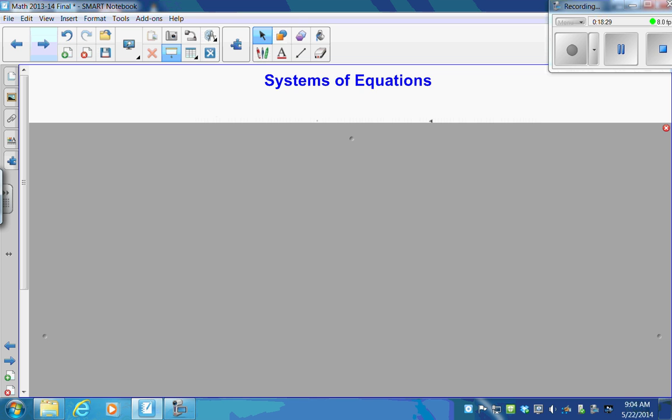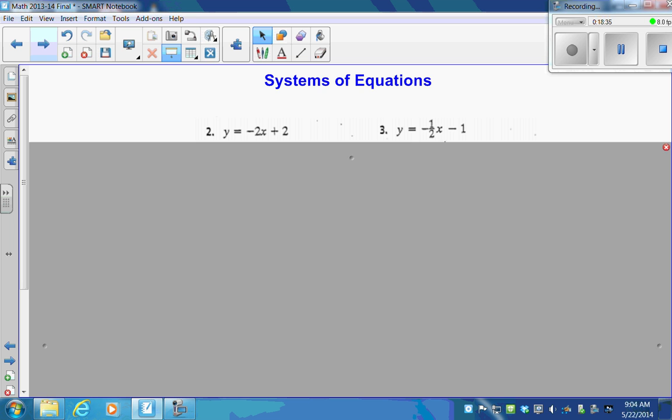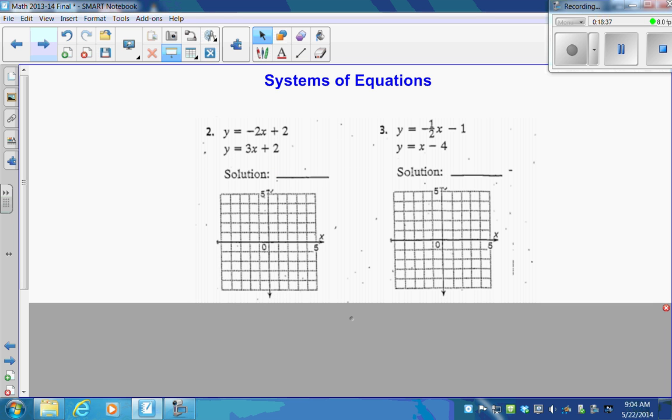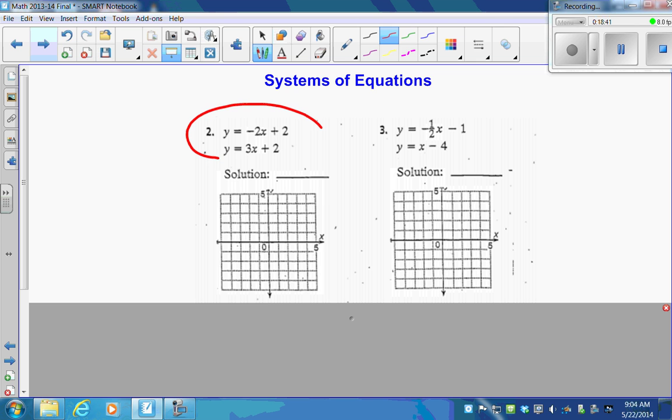All right. Systems of equations, I'm not really going to go through, and you're not going to have to do anything on your sheets of paper for this. I just kind of want to go over it real quick. Systems of equations are, you get 2 lines, and you just have to graph those lines.